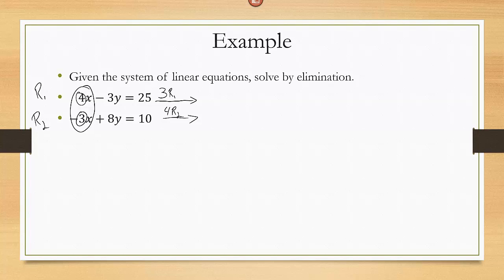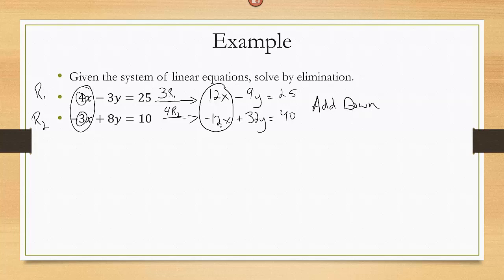So that will give us 3 times 4 is 12x minus 3 times 3 is 9y equals 25. Next, 4 times R2. 4 times negative 3 is negative 12x. 4 times 8 is 32y, plus 32y equals 4 times 10 is 40. Okay, so now look right here. We have a positive 12 and a negative 12. Those can cancel.